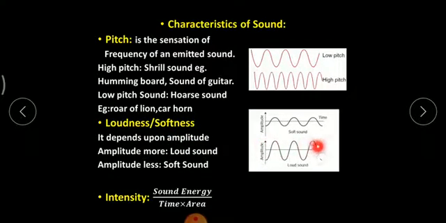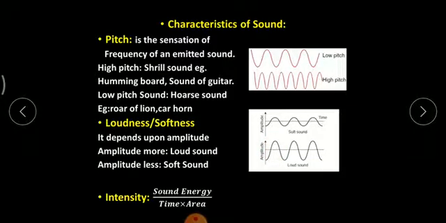If this is the mean distance, the middle line is there, that is the mean position of the wave. So the amplitude is this portion: this is compression, whereas this one is rarefaction. If we measure the distance of the exact compression to the mean position, you will get a certain distance. That distance is nothing but amplitude.